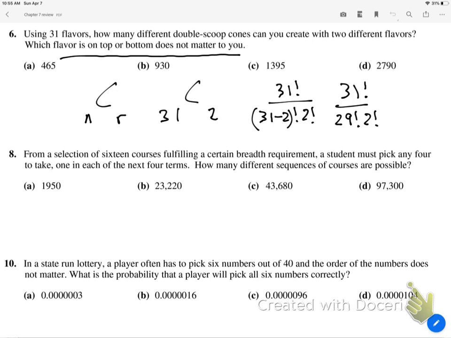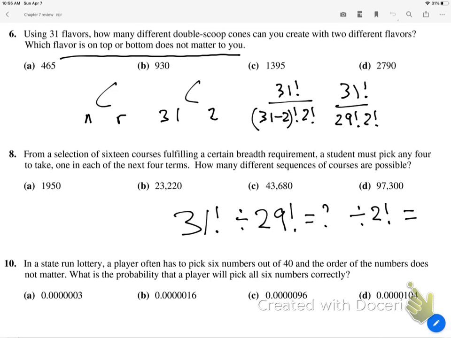And the idea when you do this is to put 31 factorial into your calculator, divide it by 29 factorial, and hit the equal sign. Whatever the answer comes out to be, then divide it by the 2 factorial, and then hit the equal sign again. So if I put that in my calculator: 31 factorial divided by 29 factorial equals, divided by 2 factorial equals.